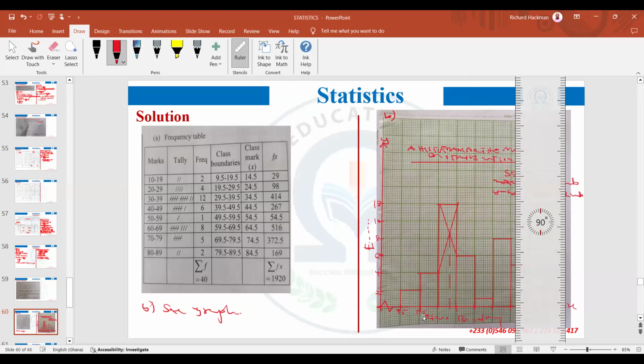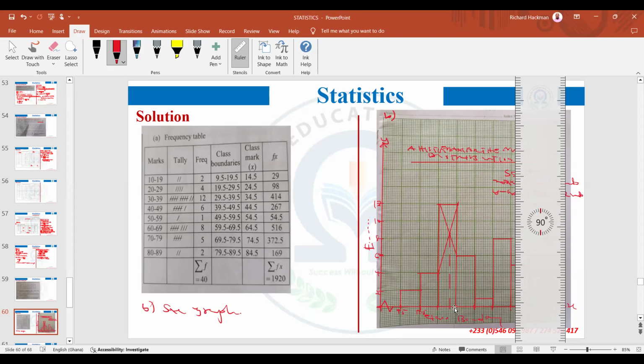So this one was 19.5. Okay, 19.5. This is 29.5. Am I right? Yes, please. And this will be 39.5. So your mode will be between 29.5 and 39.5. Obviously, that is the situation.